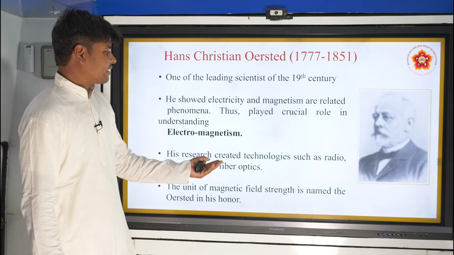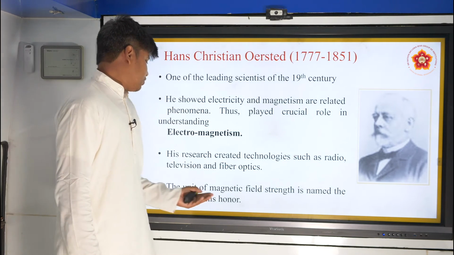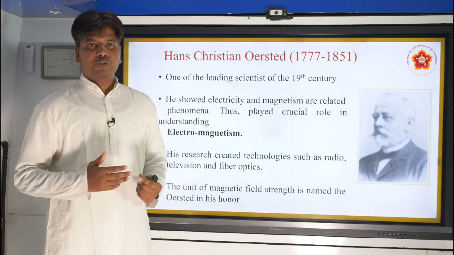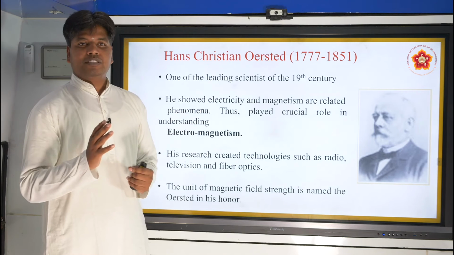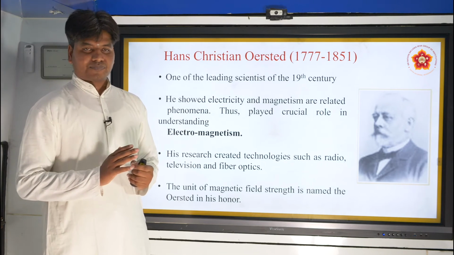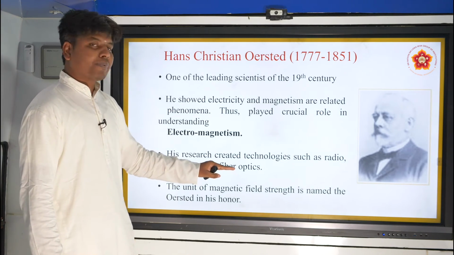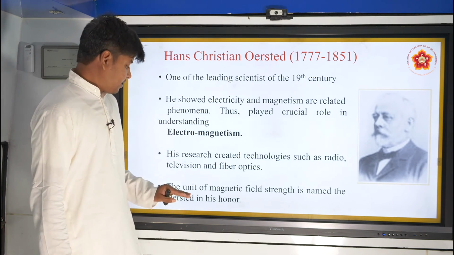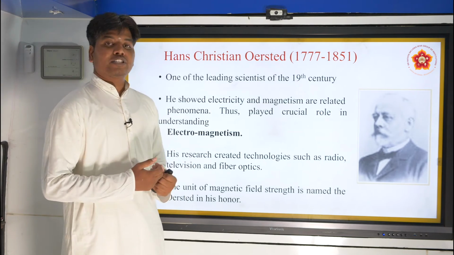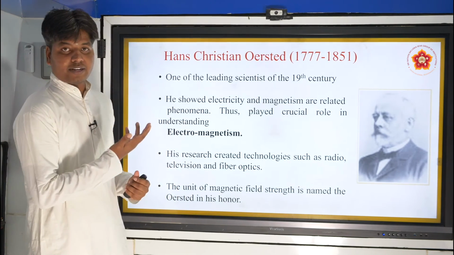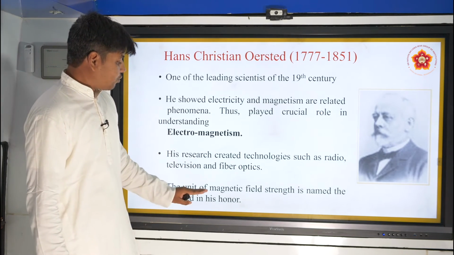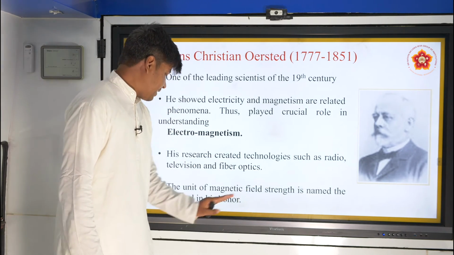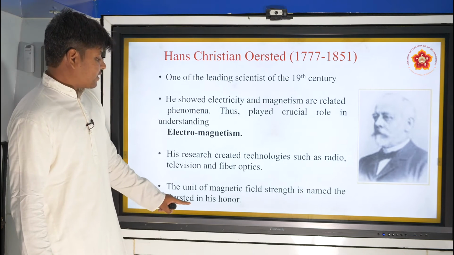His research created technologies such as radio, television and fiber optics. Fiber optics is something we use nowadays to transmit information over long distances. So this is also based on the principle of electromagnetism. Because he discovered such a huge thing, we need to honor him, right? The unit of magnetic field strength is named the Oersted in his honor.